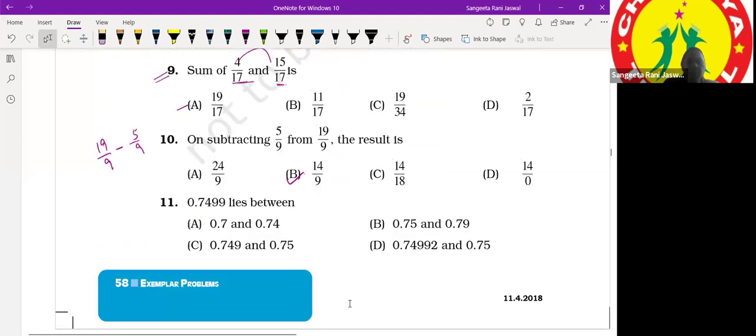Okay, next one. 0.7499 lies between which two numbers? Yes, Shreyansh?